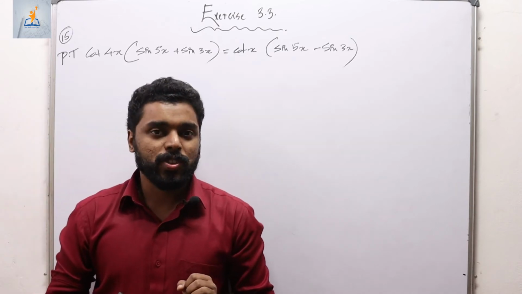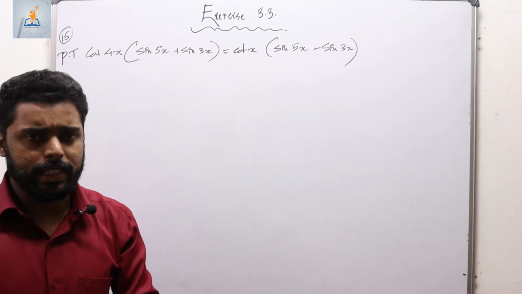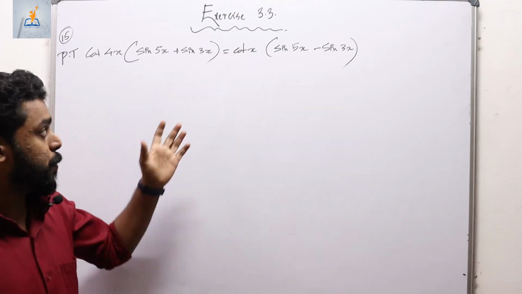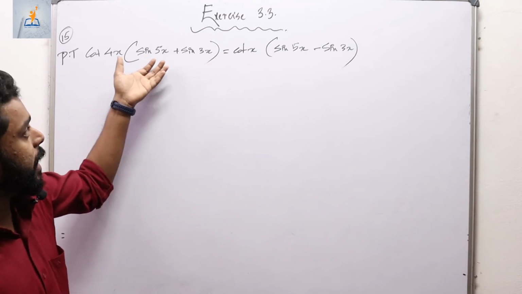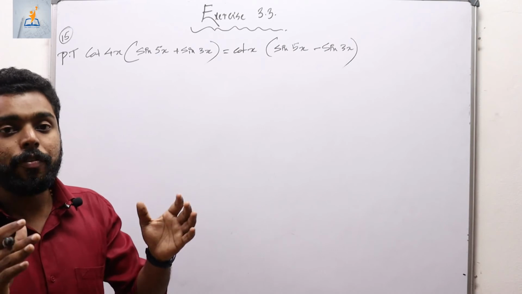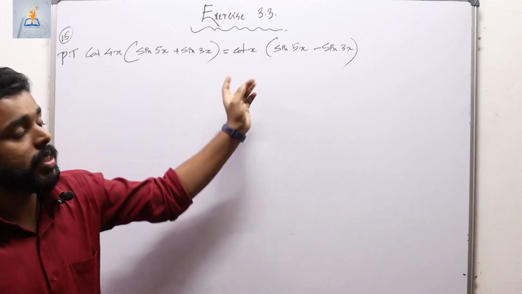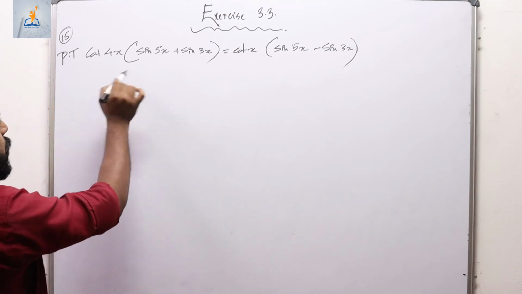Now we shall do question number 15. We have to prove this LHS is equal to this RHS. We are doing this in a special manner, that is we are taking LHS and simplifying it, and we are taking RHS and simplifying it, and finally we are showing that both the simplified terms are the same, so this will be equal. So let us begin with this.